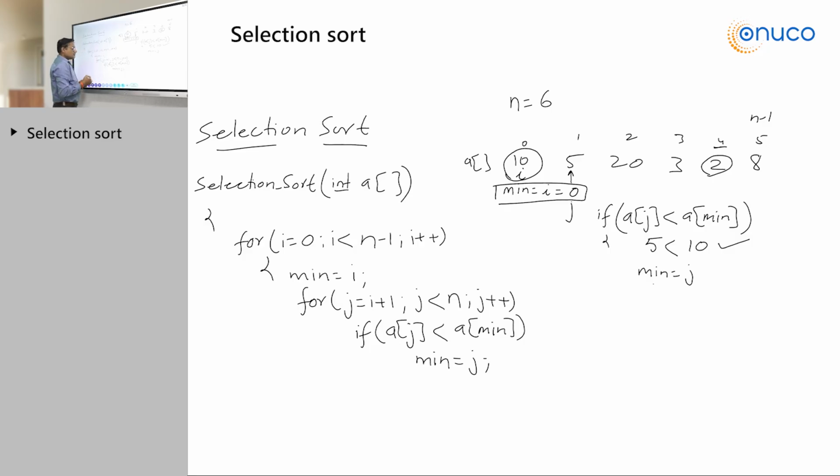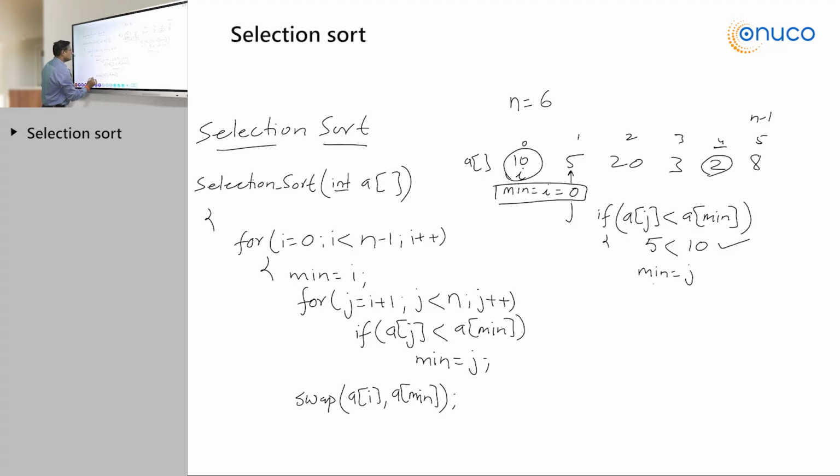For that, we require swapping of the elements. So outside of this for loop, we are going to write swap. Right? What are you going to swap? Swapping between a of min with a of i. A of min with a of i. So you write a of i comma a of min.